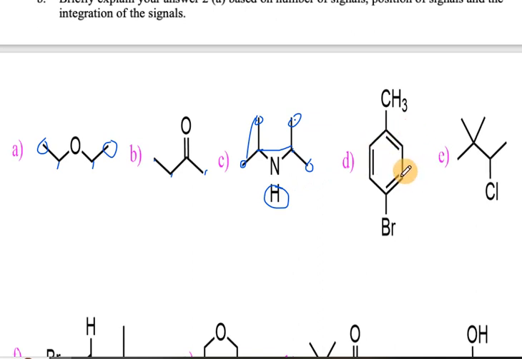Let's come to this compound too. For this compound, this region and this region are the same. This region and this region are the same. Then you have here too. So 3 different environments for hydrogens. So we have 3 signals for proton NMR.